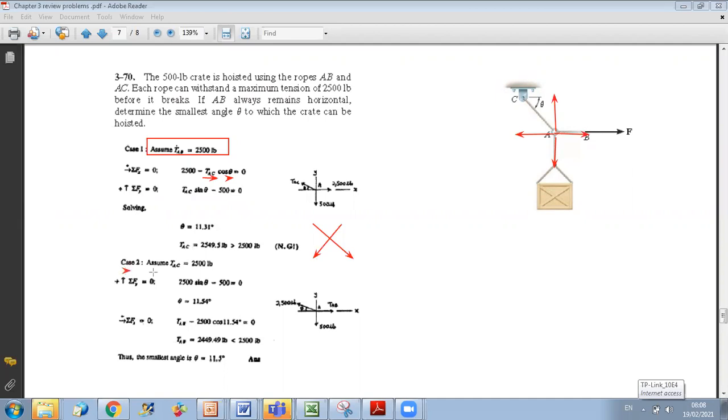So they repeated the calculation, and now, of course, they will make the true assumption that TAC is equal to 2500. Then repeat the projection along X and Y to have a new system of two equations, two unknowns, and they can get the value of theta and the value of TAB. And you can make sure now that TAB is smaller than 2500. But of course, if you do a small analysis of the figure, you can directly know that TAC is higher. So you can directly start with the good assumption that TAC is equal to 2500.